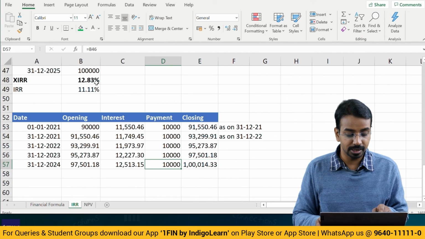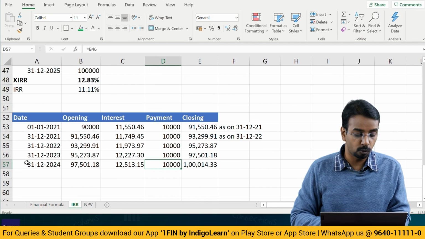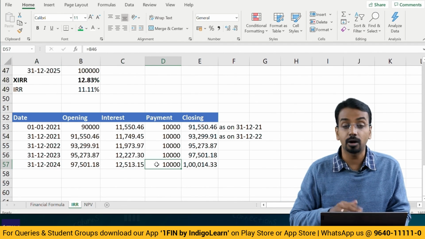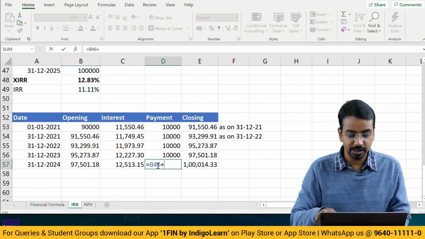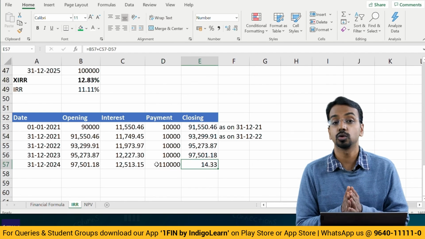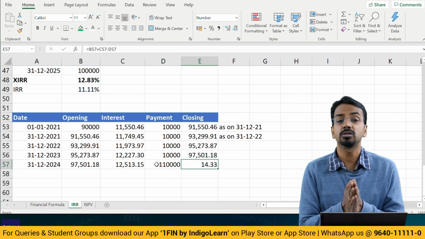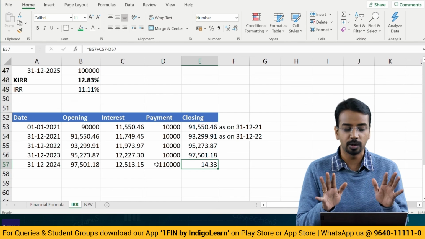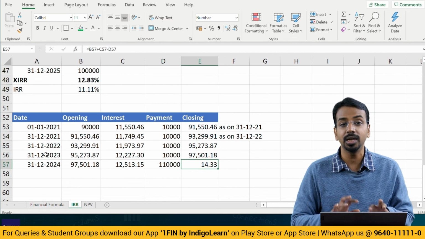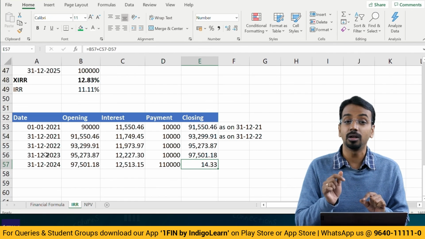1,14,33. Now what happens is, on 31st of December of 25, this is the opening date, after 1 year, that is on 31st of December of 25, you will get this plus 1 lakh. And the closing balance shows 14.33. That is because of a rounding difference. That is purely because of a rounding up difference, because there is a leap year in between, and that is why there is a slight rounding difference.